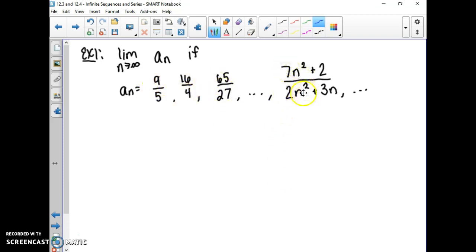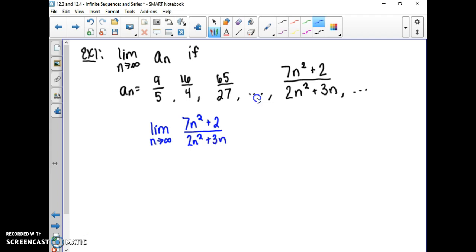So if we plug 1 into this formula, 7 times 1 squared plus 2 would be 7 plus 2, which would be 9. And 2 times 1 squared plus 3 times 1 would be 2 plus 3, which would give us 5. So this is the formula that tells us how to get these numbers. So we are wanting to do the limit as n approaches infinity, basically, of this formula. So we would have the limit as n approaches infinity of 7n squared plus 2 over 2n squared plus 3n.